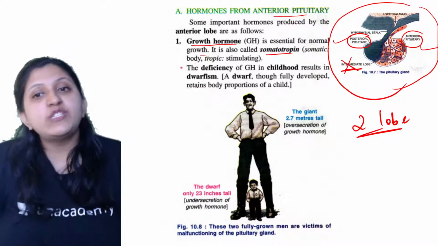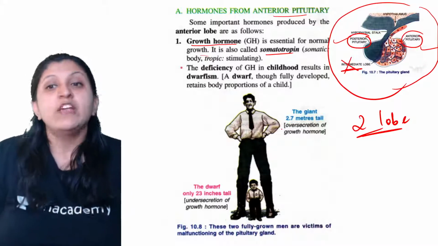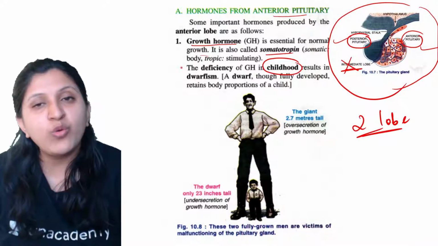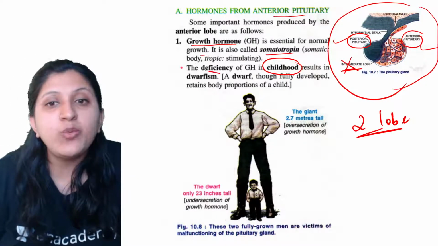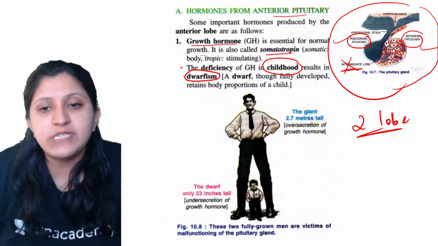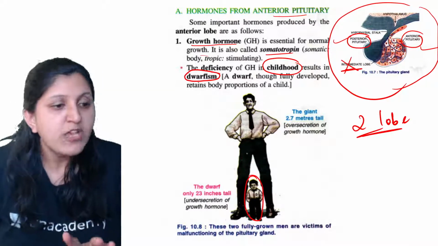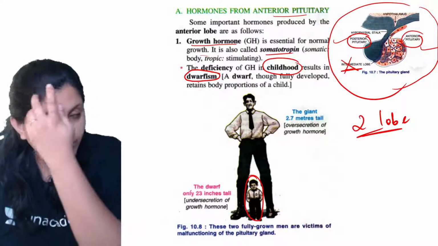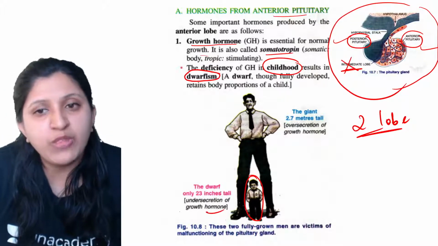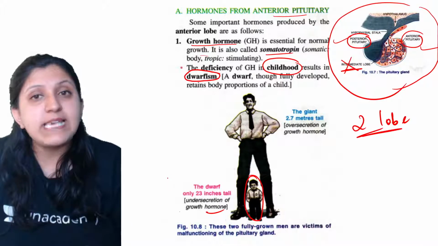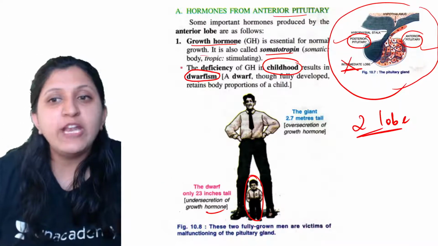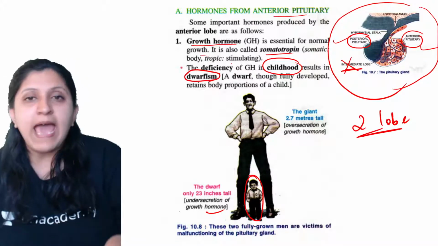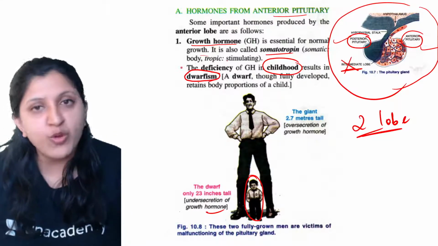Okay, so deficiency of growth hormone in childhood. This is with respect to childhood now. If in childhood the growth hormone is not sufficient, it will lead to dwarfism. So dwarfism is this one. You can see this dwarf child, a short child, only 23 inches tall, and undersecretion of growth hormone has occurred. This has happened during childhood. Childhood results in dwarfism because the growth hormone is not produced sufficiently. As you know, the growth hormone is responsible for growth of an individual.